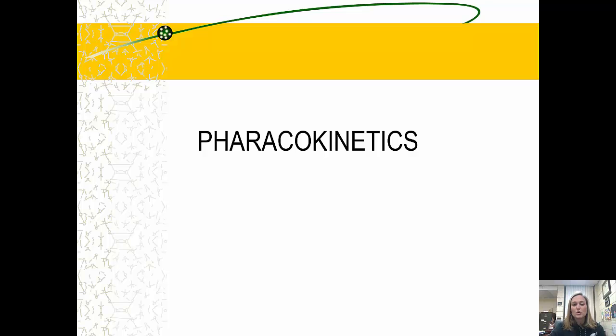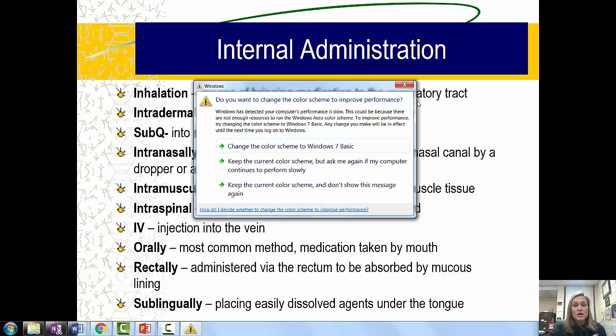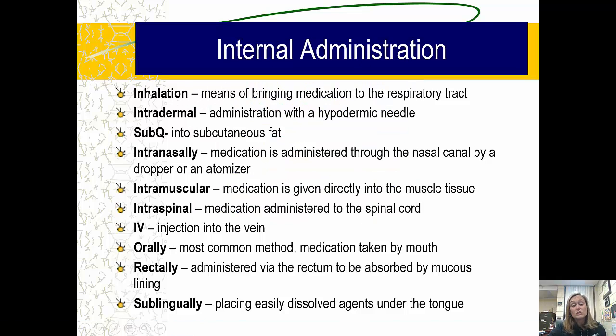This is called pharmacokinetics. So we've got a lot of different ways that you can administer drugs, and you guys are pretty well aware of this as humans that have used drugs before. Your doctors may have prescribed it differently than others. So, for example, if your target is to get to the respiratory tract, your goal would be using an inhalation method, so our MDIs. You could use intradermal. This is going to be right underneath the skin in a hypodermic needle. Sub-Q goes right into subcutaneous fat.